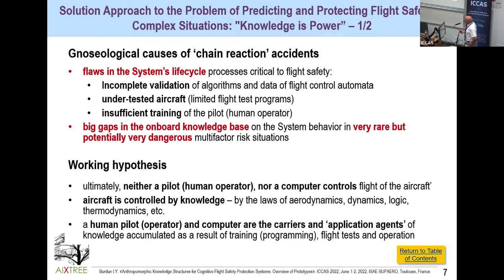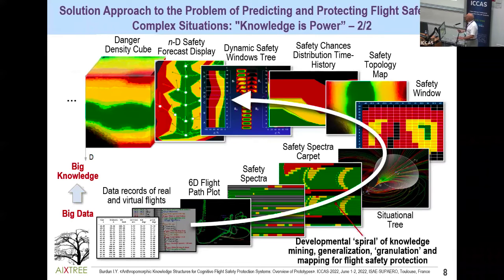And the working hypothesis is that ultimately neither pilot nor automaton controls the vehicle. The vehicle is controlled by knowledge, by the laws of aerodynamics, flight dynamics, thermodynamics, logic. And a human operator or computer is only a carrier, an application agent for this knowledge. This development spiral demonstrates what our objective is. We must go from big data solutions to big knowledge solutions. It is possible at the moment when we introduce AI techniques, computing techniques, and smart algorithms as well.